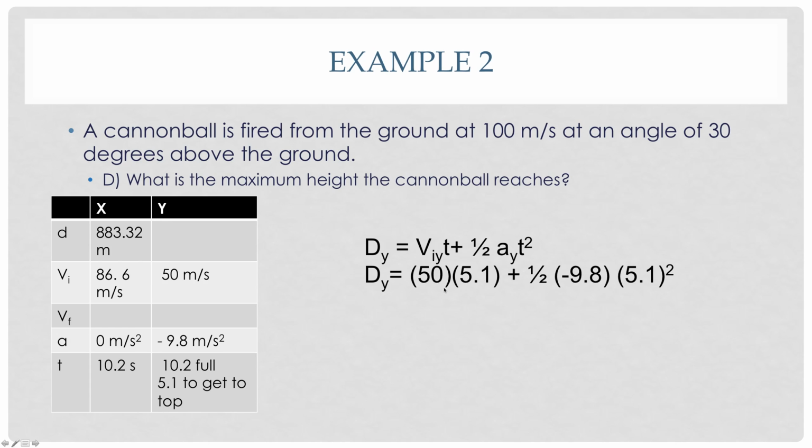So when we use 5.1, because that's the amount of time it takes us to get to that highest point, after another 5.1 seconds, we're back to the ground. So that's why you're using half. When we plug everything in, we're getting an answer of 127.6 meters. So our object ends up traveling for a full 10.2 seconds. After 5.1 seconds, it's halfway, at the top, where it's reached a height of 127.6 meters. And by the time it travels its full 10.2 seconds, it has gone a total of 883 meters, right?